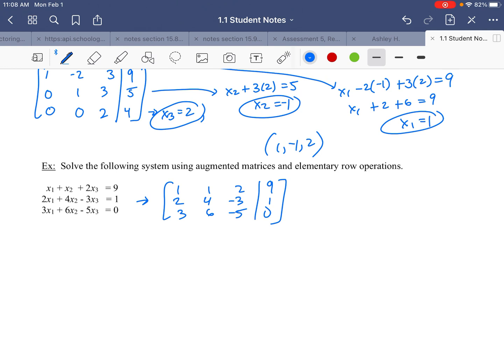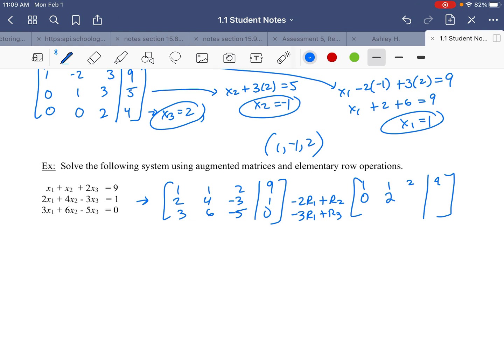All right, so let's see. I'm going to do -2 times row 1, and I'm going to add it to row 2. Then I'm going to do -3 times row 1 and add it to row 3. That's going to be my new rows. So 1, 1, 2, and 9. All right, so this makes 0. That was my plan. The -2 times the 1 up there.